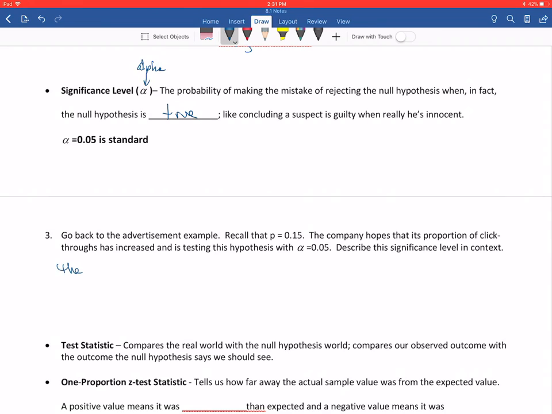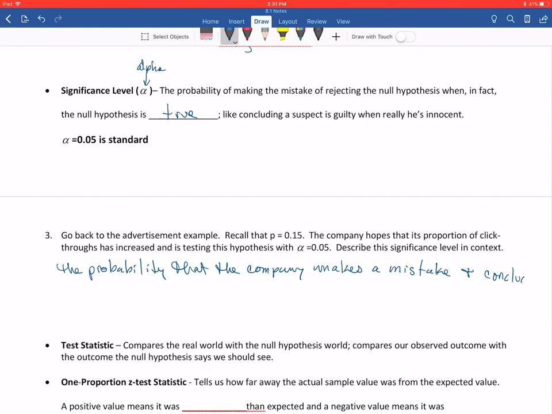So alpha is the probability of making a mistake. So I would say it is the probability that the company makes a mistake and what? It rejects the null when in fact it was true. So here it would be the idea of rejecting the 15% of click-throughs. So if you reject that idea, then it means they're going with the idea that it increased.